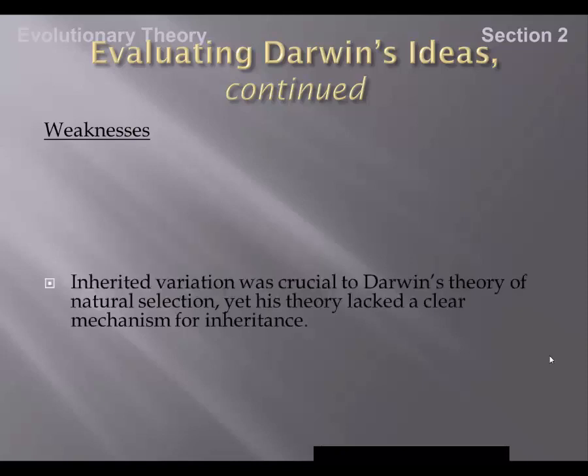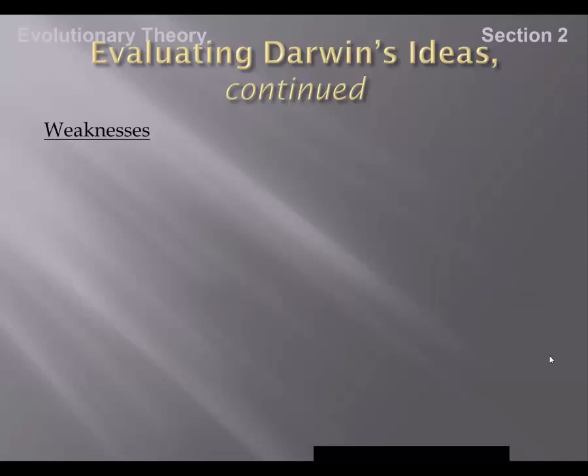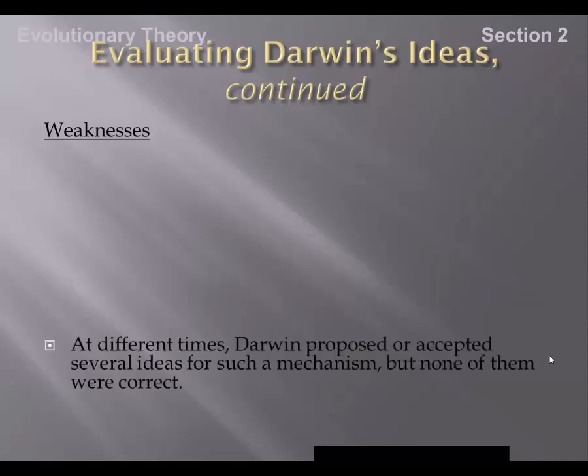Inherited variation was crucial to Darwin's theory of natural selection, yet his theory lacked a clear mechanism for inheritance, which later was somewhat solved by the study of genetics. At different times, Darwin proposed or accepted several ideas for such a mechanism, but none of them were correct.